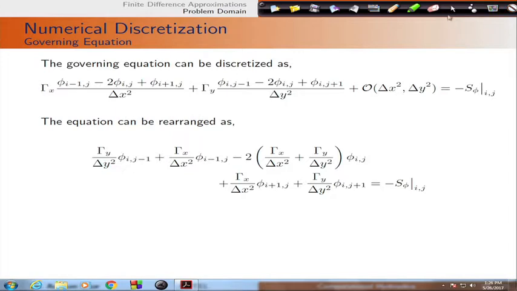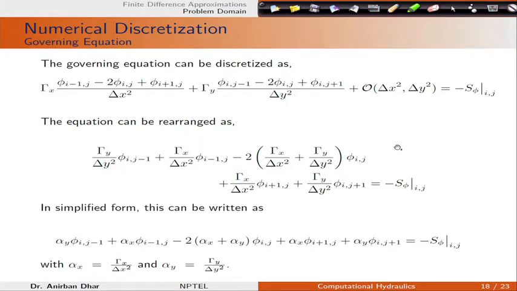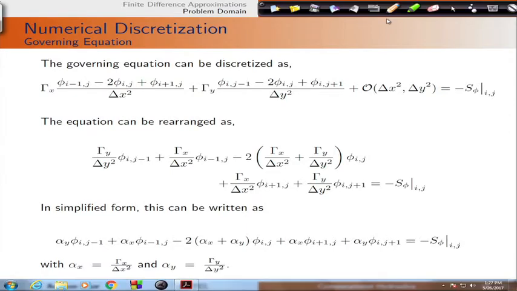Now, if we simplify this by using this notation, alpha x and alpha y can be written as gamma x by delta x square and gamma y by delta y square. So, we can write this in simple form, but the problem is we cannot construct the algebraic matrix form, because we have double index notation present.